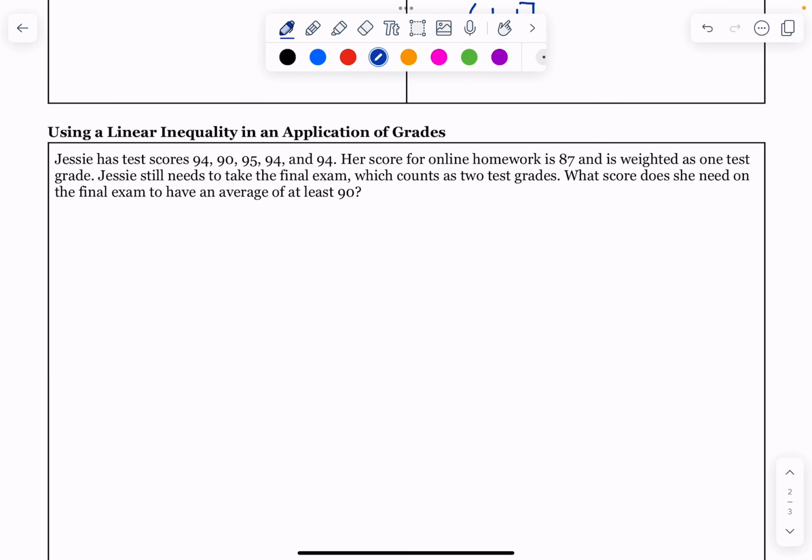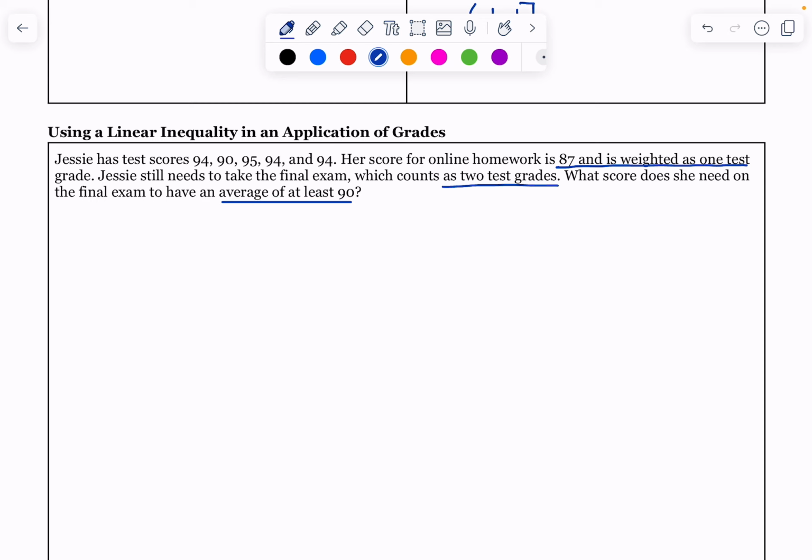All right, the last one says Jessie has test scores 94, 90, 95, 94, and 94. Her scores for online homework is 87 and is weighted as 1 test grade. I'm going to underline that. Jessie still needs to take the final exam, which counts as 2 test grades. What score does she need on the final exam to have an average of at least 90?